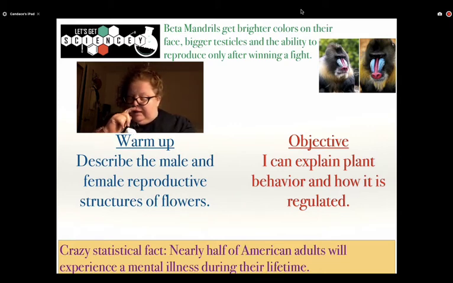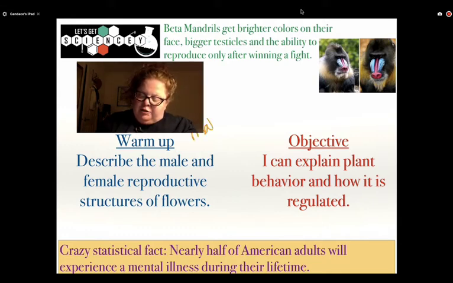So your warm-up is to describe the male and female reproductive structures of flowers. So we will start with the male reproductive structures because they are simpler, as is sometimes the case.